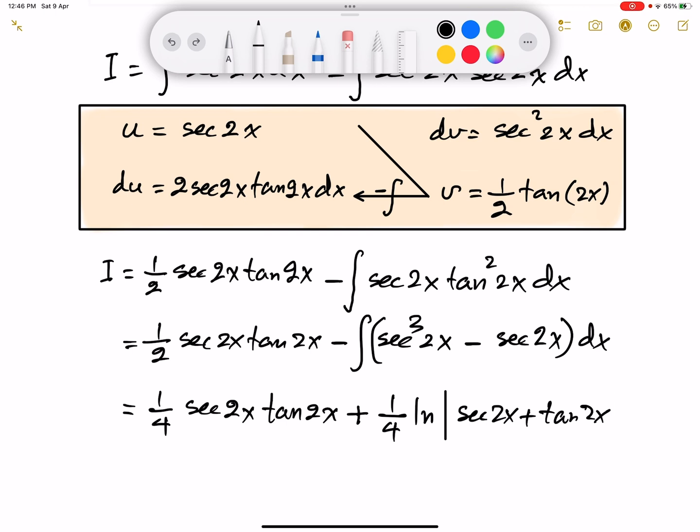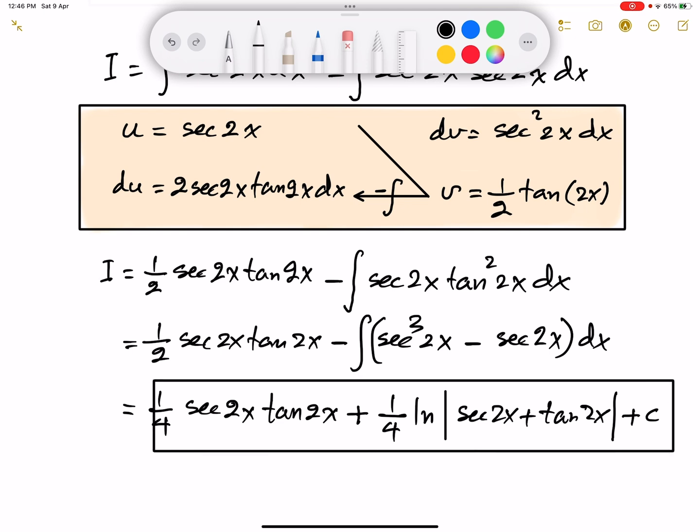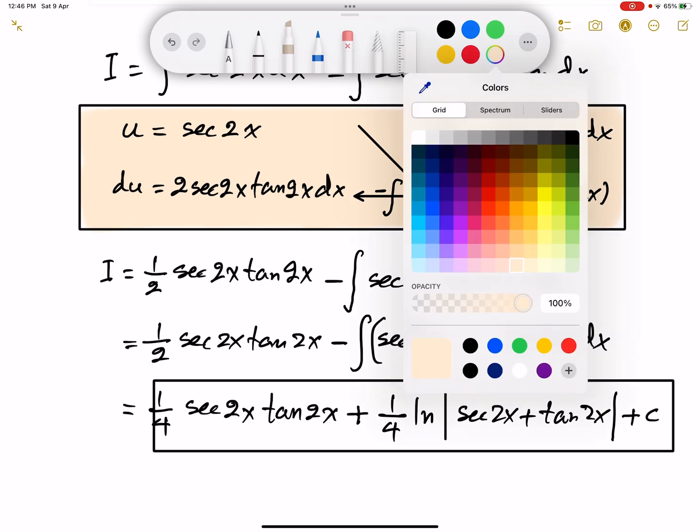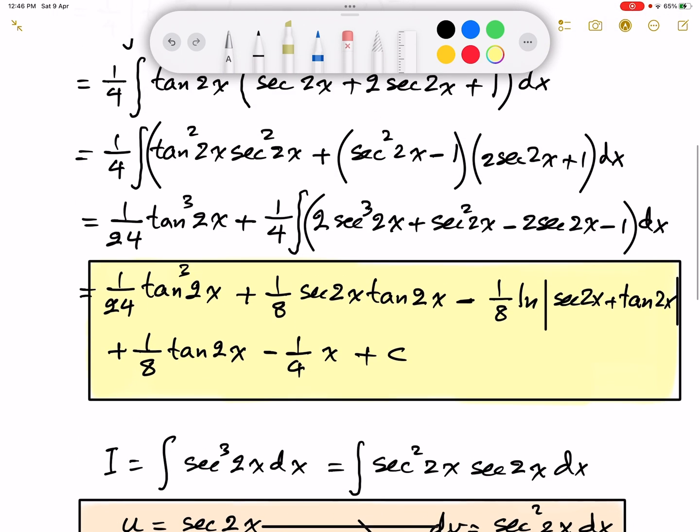And let me rewrite this. Plus c, and that's basically the integration of secant cube. So that's the formula that I used in the, I'll highlight that in yellow. This is basically the final formula for the integration of secant cube. So what I did, I took this final formula and I substituted here instead of the first term in the second integral, to get this final formula. So this final formula is accurate and true.